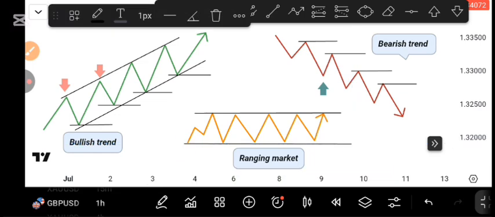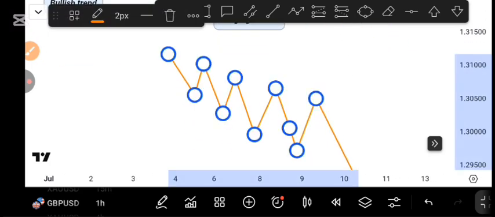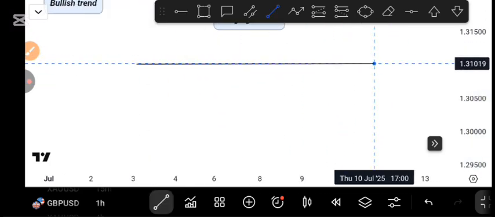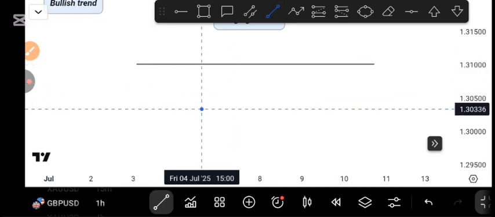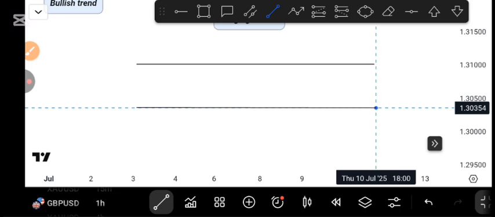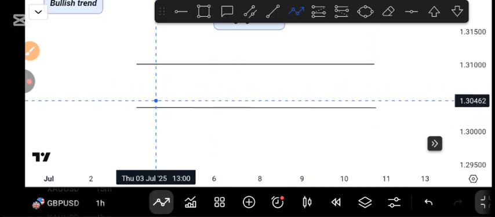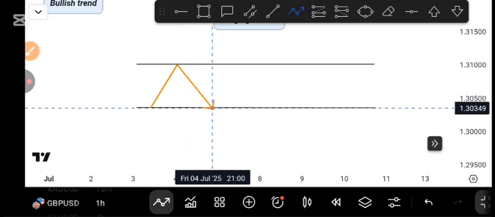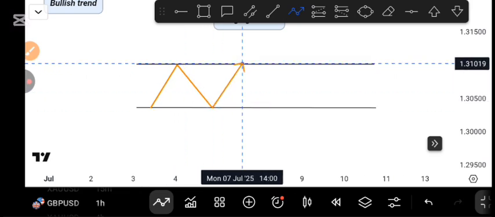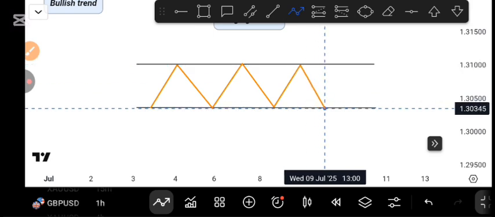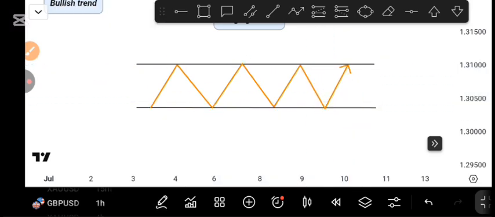It's not creating new highs, it's not creating new lows. This is known as a choppy market, normally known as a ranging market. This is when the market is just trapped within a strong support level. The market is not creating new highs, it's not creating new lows. So this is a ranging market.